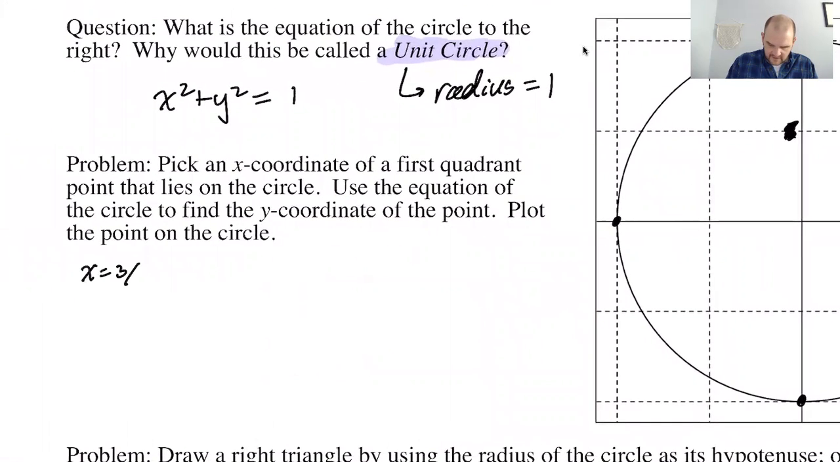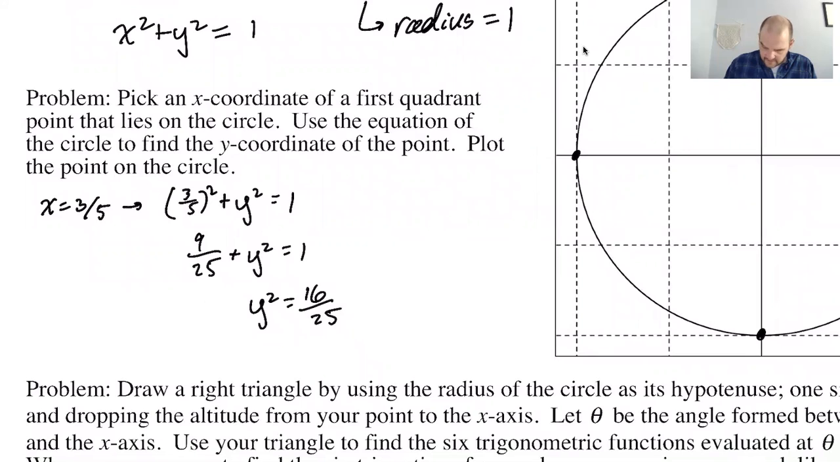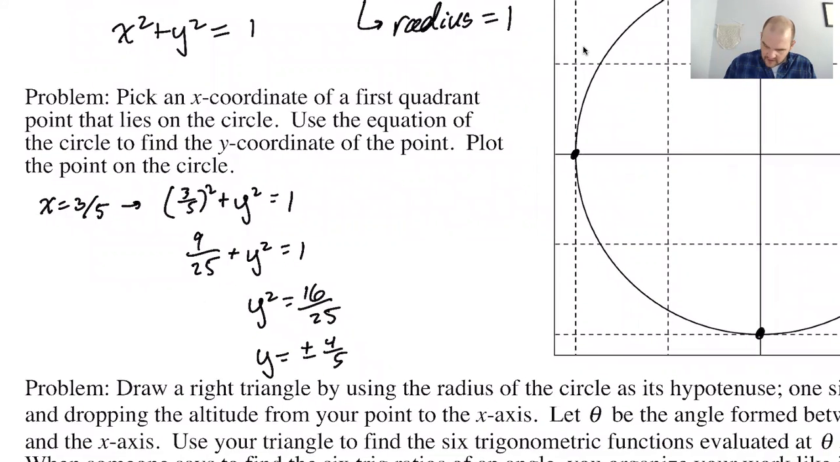So if x is 3/5, then 3/5 squared plus y squared has to equal 1, which means that 9 over 25 plus y squared has to equal 1. So y squared has to be 16 over 25. Now we're in the first quadrant. So even though we get a plus or minus here, so this will be plus or minus 4/5, since we need to be in quadrant 1, therefore the ordered pair we're going to use is 3/5, comma, 4/5.